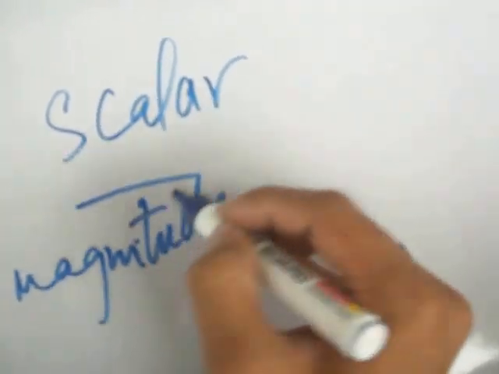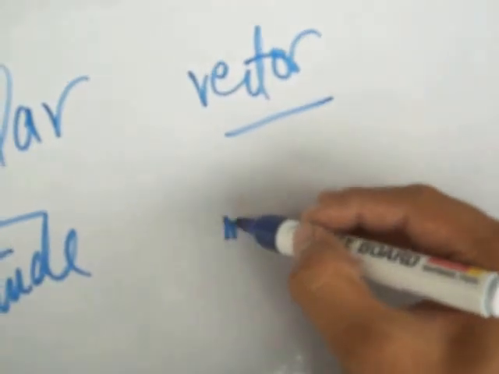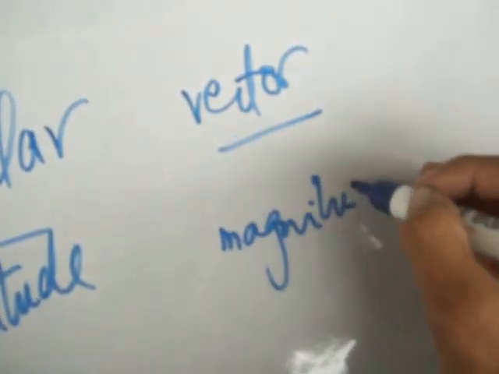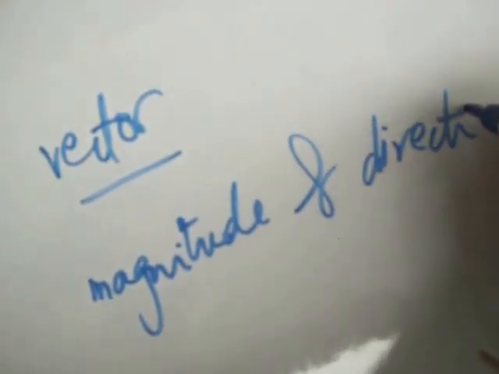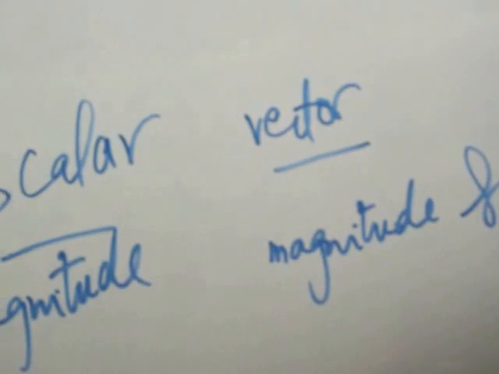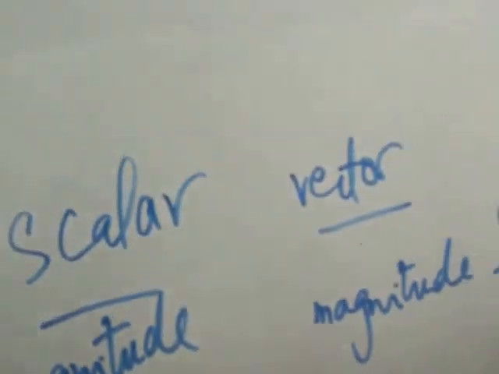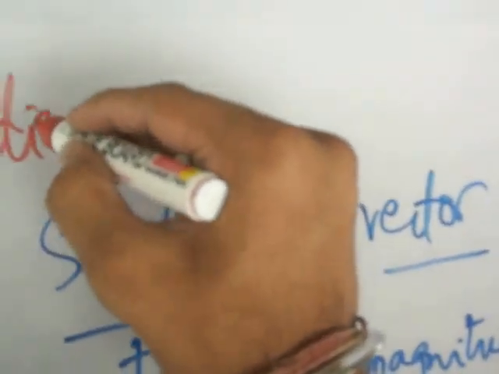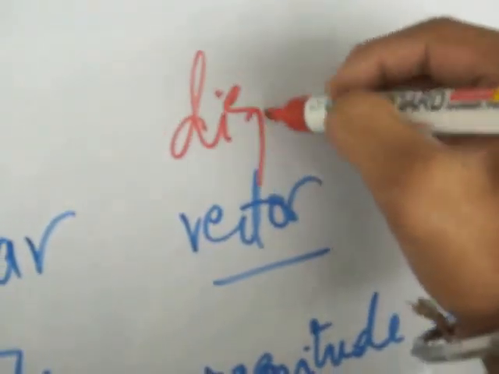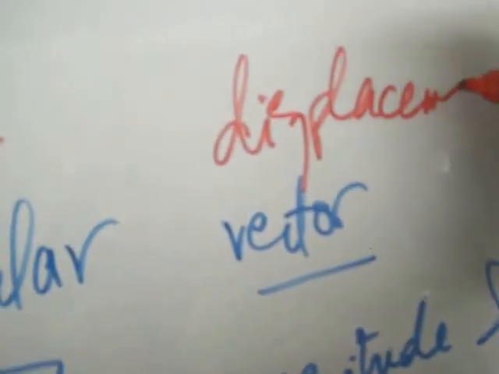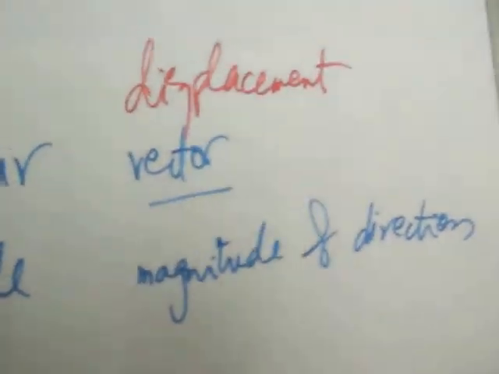For a scalar, magnitude is important, and for a vector, magnitude and direction both are important. This is a scalar, this is a vector, and distance is a scalar and displacement is a vector. So now we see these two in the light of being a scalar and vector.